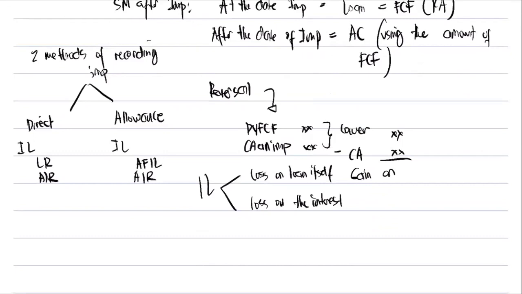In your reversal, how do we record it in your direct? We just debit loan receivable and then we credit your gain on reversal of impairment loss. While for your allowance, we debit allowance for impairment loss, and we credit again a gain on reversal of impairment loss. Okay? So that's it for PAS 39, accounting for impairment of loans.